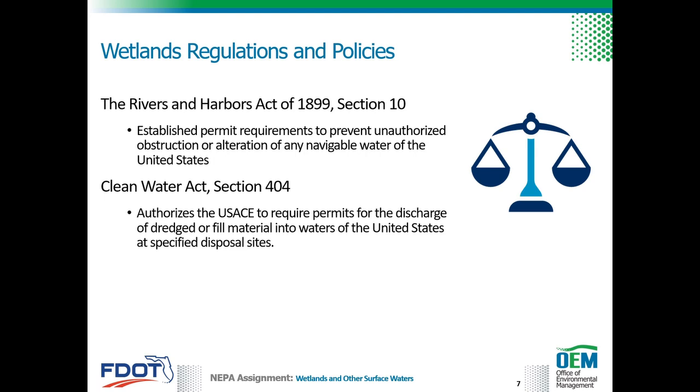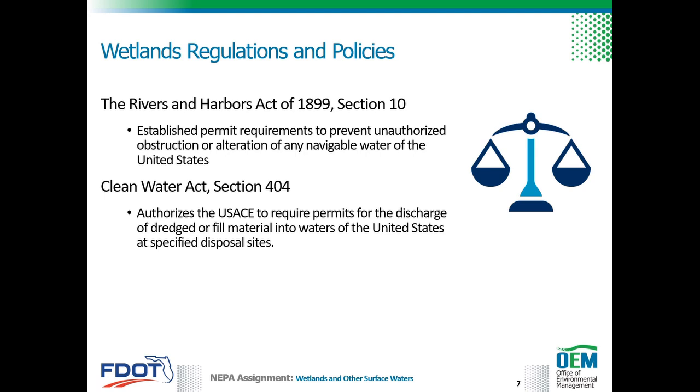Since wetlands and other surface waters are so important, there are a number of regulations and policies in place to ensure the protection of these valuable resources. Section 10 of the Rivers and Harbors Act of 1899 established permit requirements to prevent unauthorized obstruction or alteration of any water of the United States. The regulation prohibits the construction of any facility as well as excavation, filling, or other modification to a water course within the waters of the U.S. without prior authorization from the Chief of Engineers and Secretary of War.